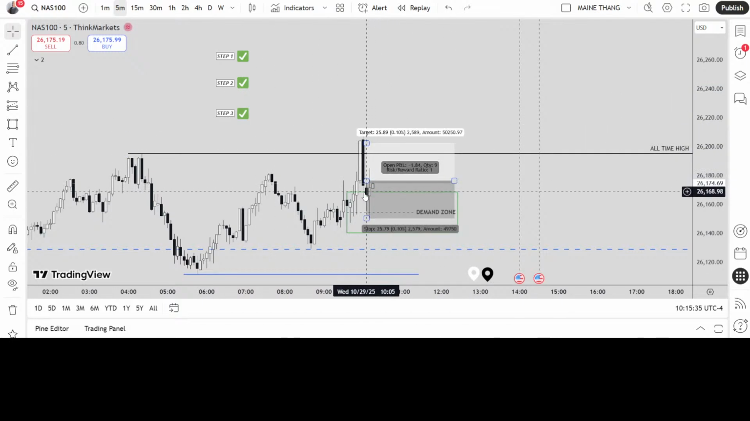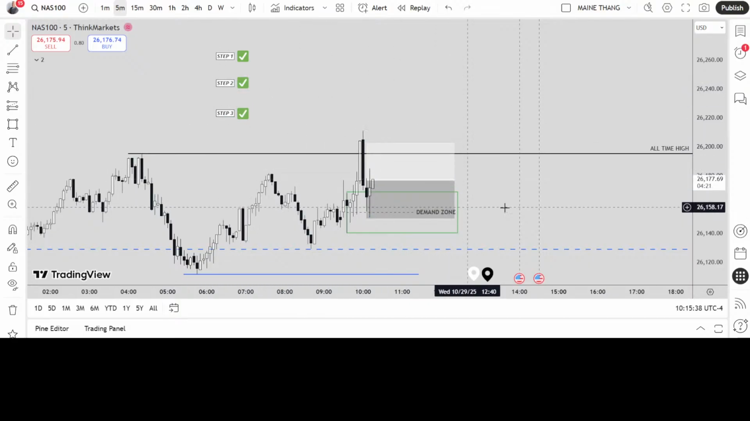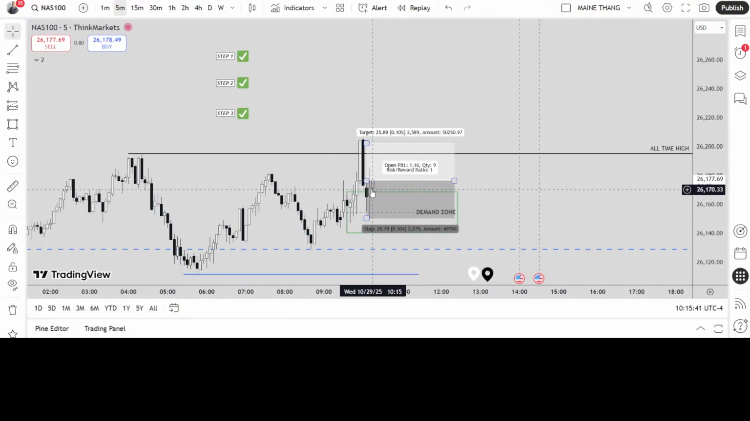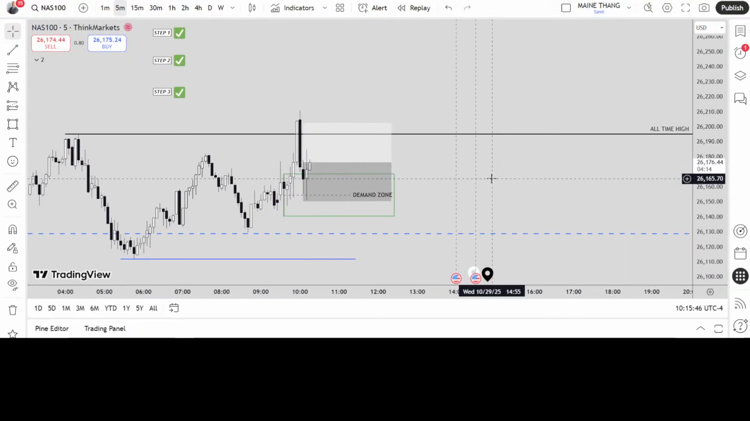Break the structure. Step 2 complete. Price will trace back to our zone. Step 3, we entered on a candle close outside of the zone. I'm doing this at a new all-time high. But we've been going up all week, so let's see. I want to see a little bit more volatility.